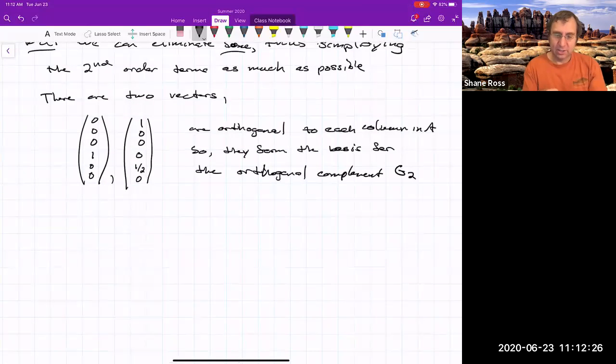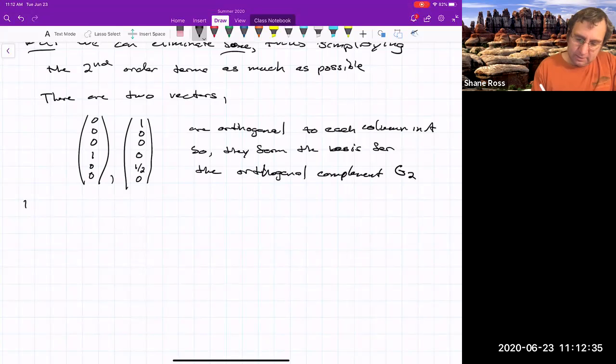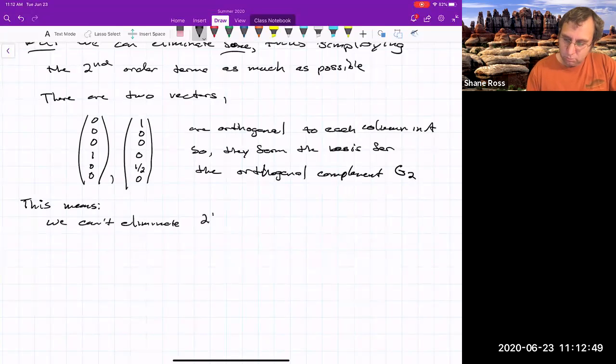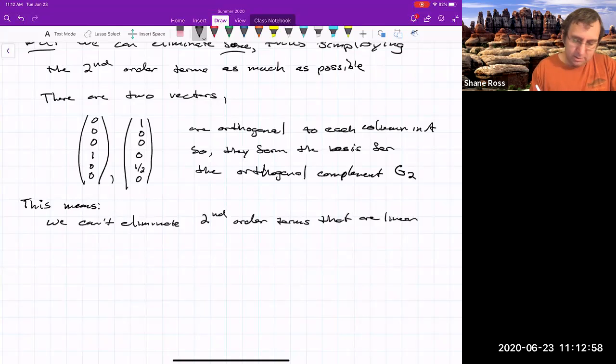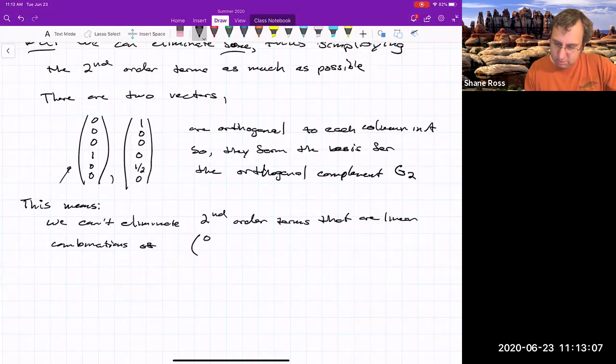So what does this mean? If we translate these column vectors into what they look like in terms of the homogeneous polynomials, this means we can't eliminate second order terms that are linear combinations of, so now we'll think in terms of the original variables, x1² in the second slot, or x1² and 1/2 x1 x2. So we can eliminate all second order terms except these.